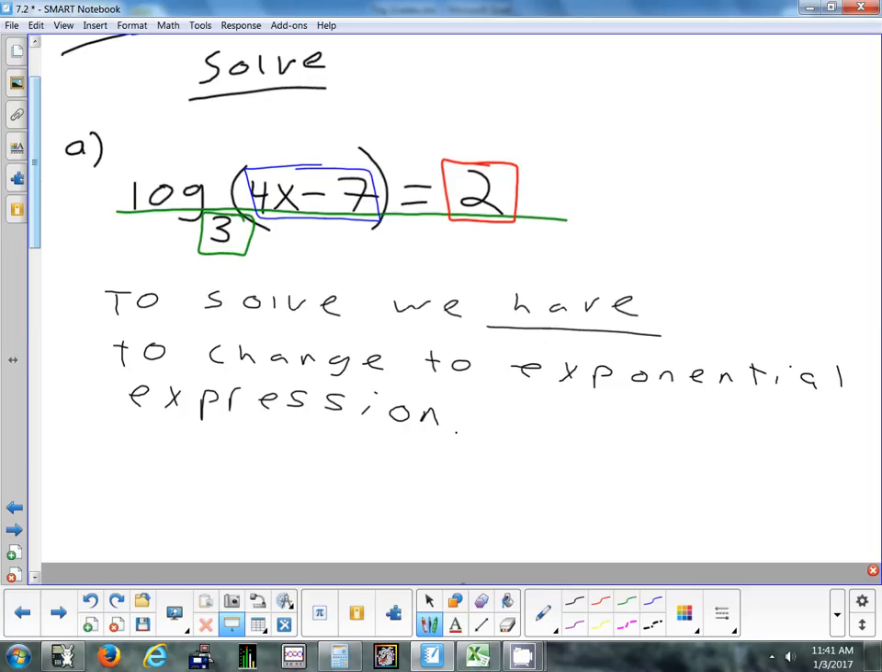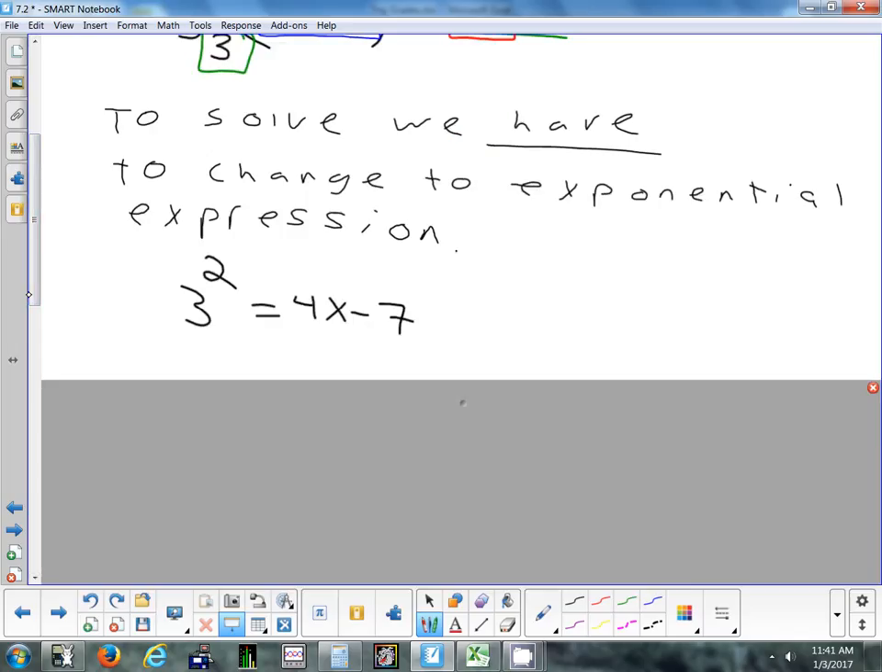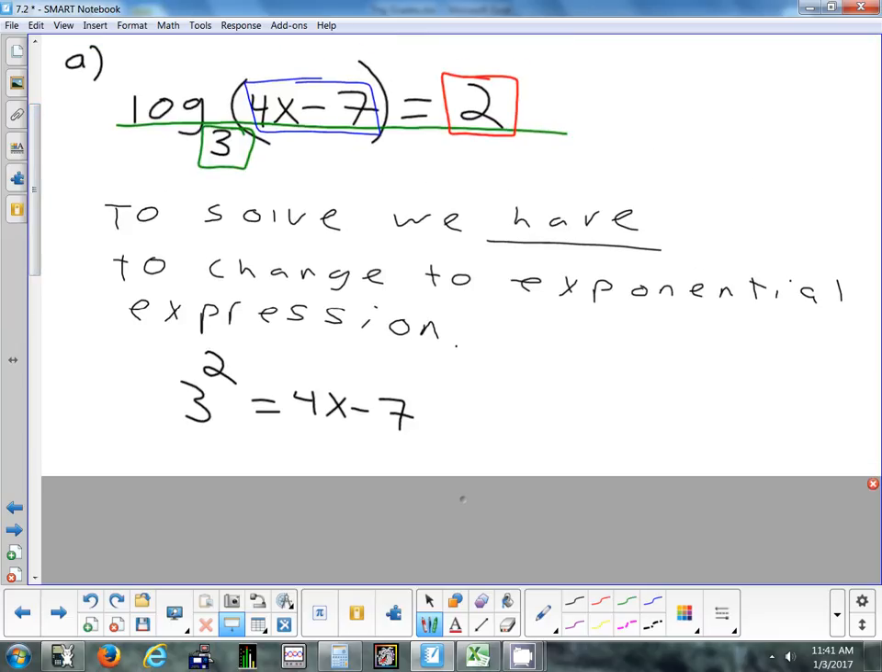Okay, so let's rewrite it. 3 is my base. 2 is my exponent. And the only thing I have left to go on the other side is 4x minus 7. Okay, any questions on how I changed it from something that had a log to something that doesn't? Okay, and that's basically it as far as what I taught you today. Now from here, you have to know how to simplify and solve that.